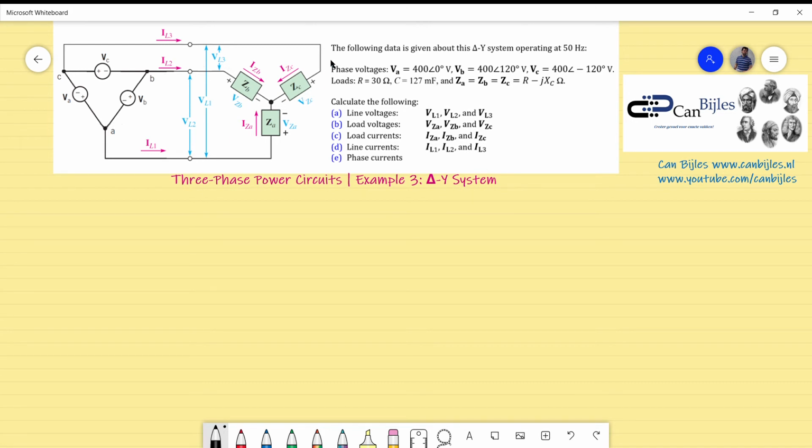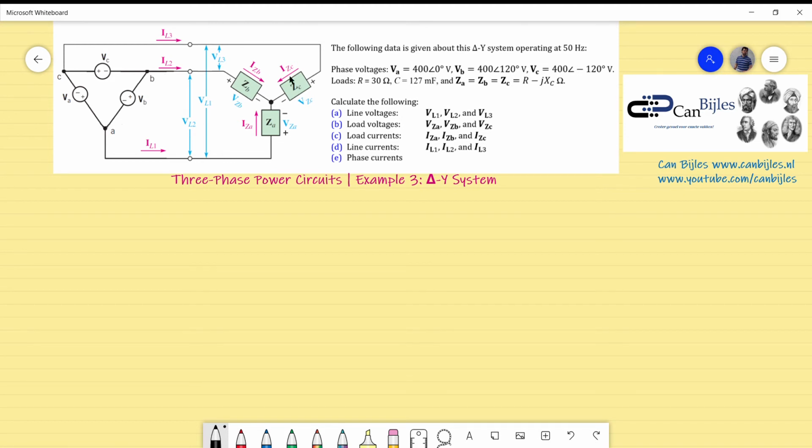So what is given for this example? The following data is given for the delta Y system operating at 50 Hz. The phase voltages are the following. VA is 400 phase 0 degrees in volts, with exact same amplitude for VB and VC, with orientations of 120 degrees and minus 120 degrees. So we have 0, 120 and minus 120 degrees.